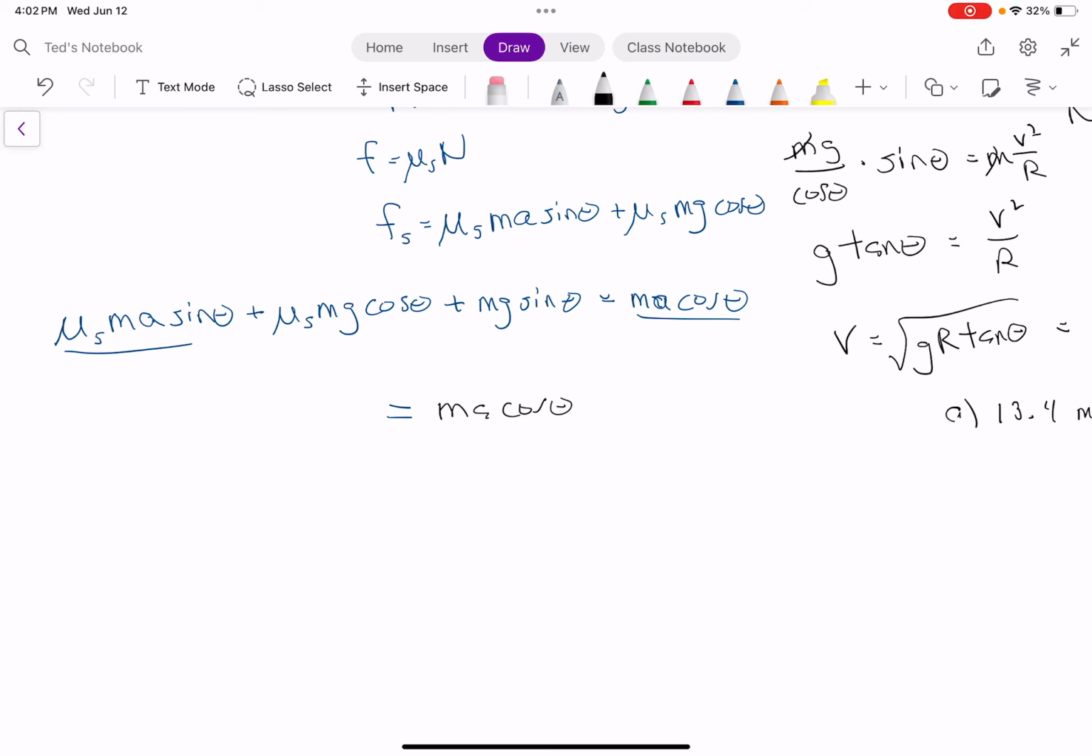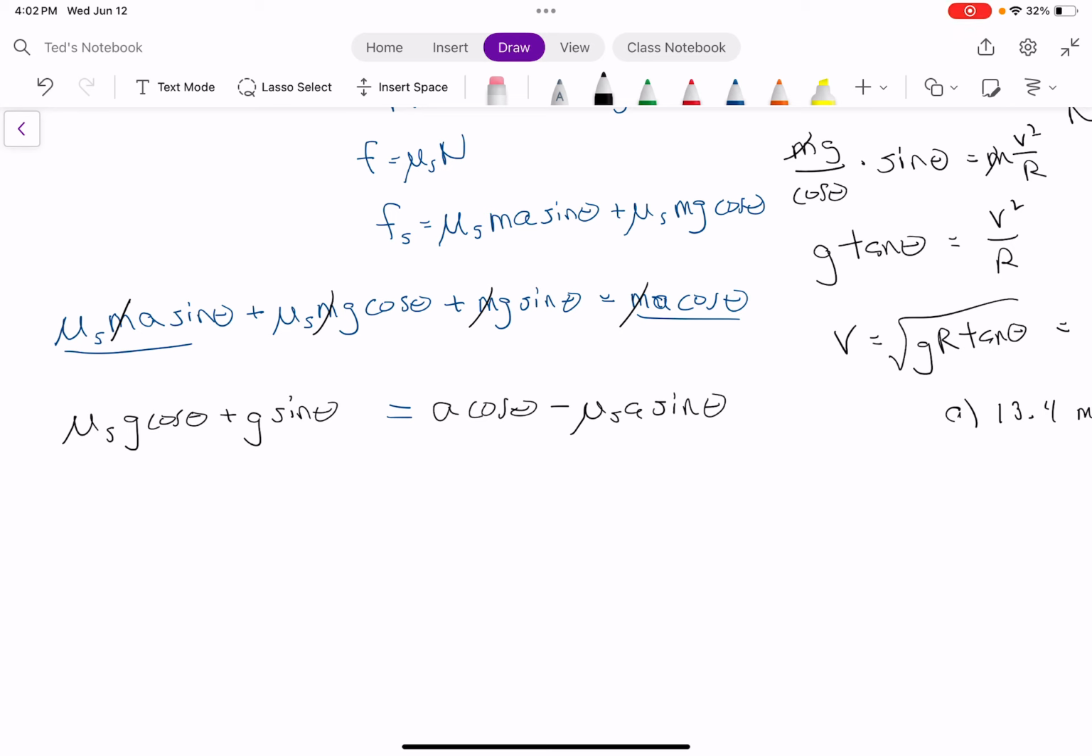cos theta. Oh, before we do that, we've got m in every term, so let's cancel the m's. Okay, so now we can do a cos theta minus mu s a sine theta equals mu s g cos theta plus g sine theta.